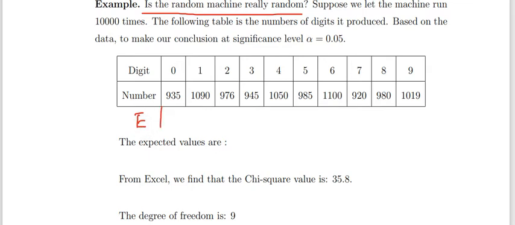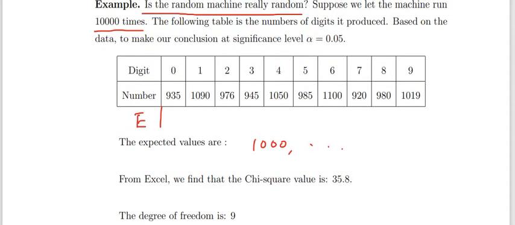All the digits should have the same chance to appear, right? This means each digit should have 10%, evenly. We run this 10,000 times, so each expected value should be 1,000. So 1,000, 1,000, 1,000. Each digit should appear 1,000 times. Then the chi-square value is like this.